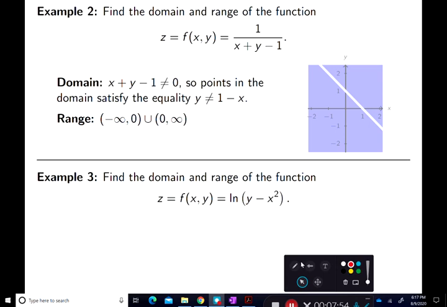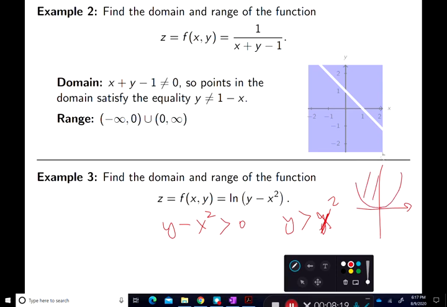So the domain of the entire function, since the outer one only takes inputs where the inside has to be bigger than 0, has to be y bigger than x squared. How do I find that? Draw y equal to x squared, and then everything above that is going to be the domain.